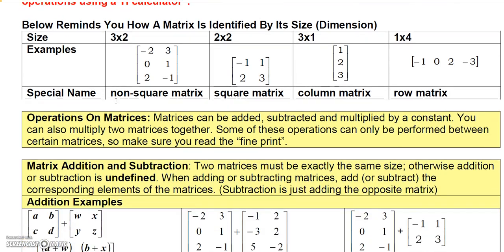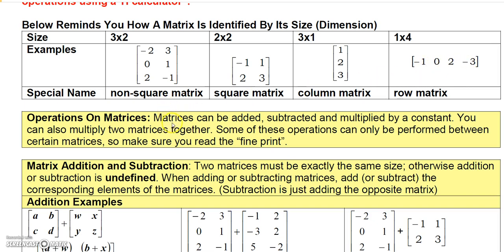So let me just remind you how you identify the size of a matrix. Remember, this is a 3 by 2 because it has 1 row, 2 rows, 3 rows, and then 1, 2 columns. This is a 2 by 2, 2 rows, and then 2 columns. This is a 3 by 1, a column matrix, so it's got 1, 2, 3 rows, and then it's only got 1 column. And this is a 1 by 4, it's got 1 row and 4 columns.